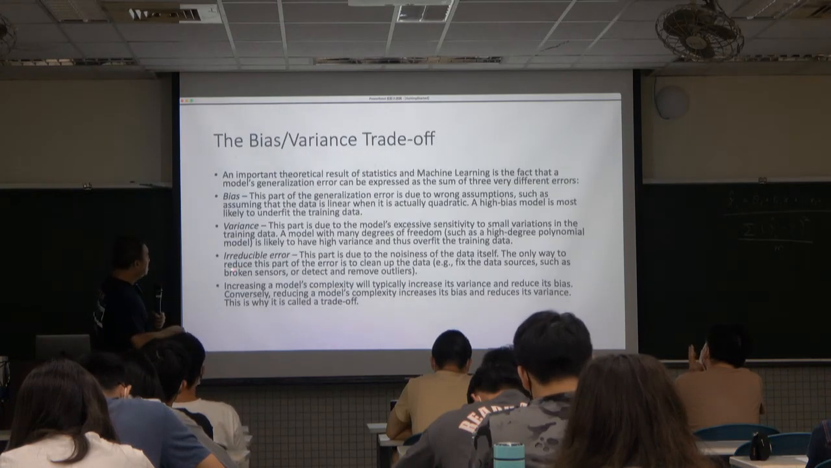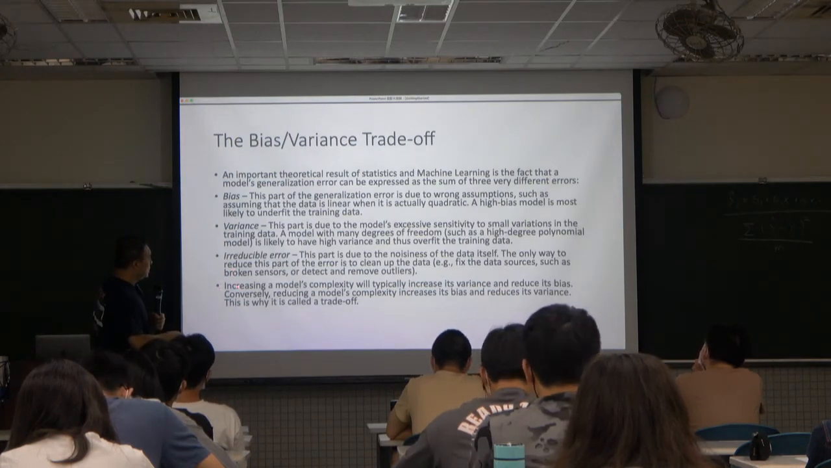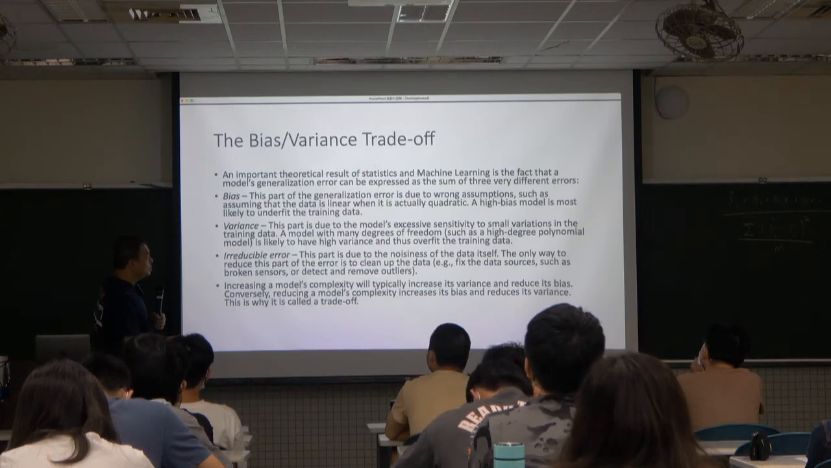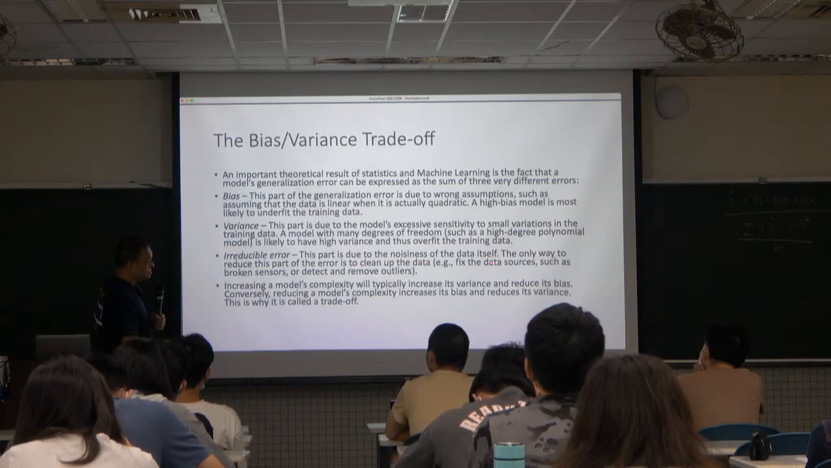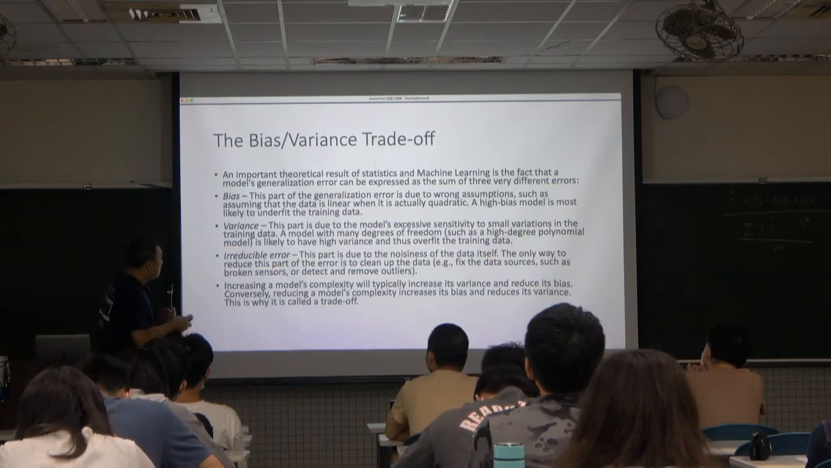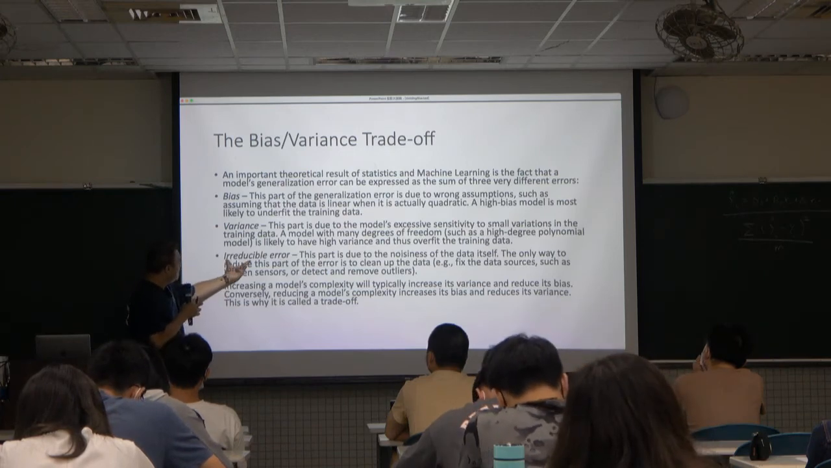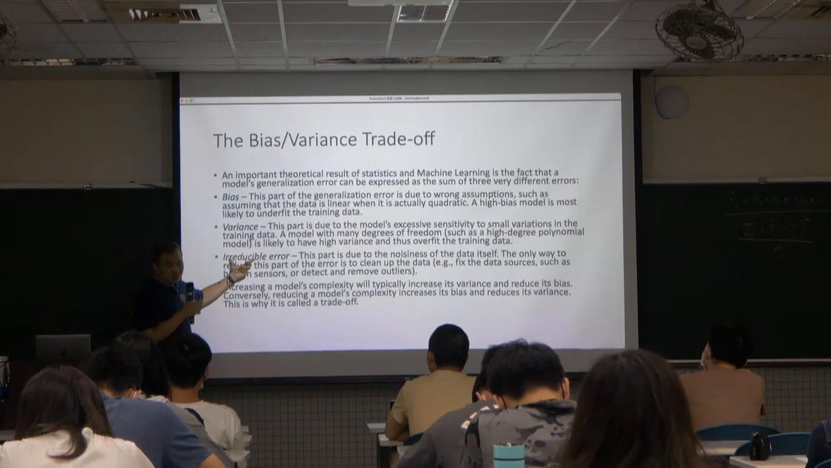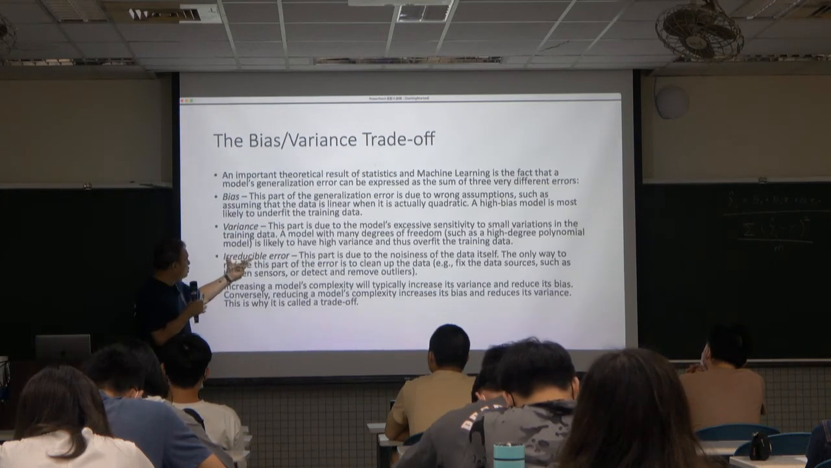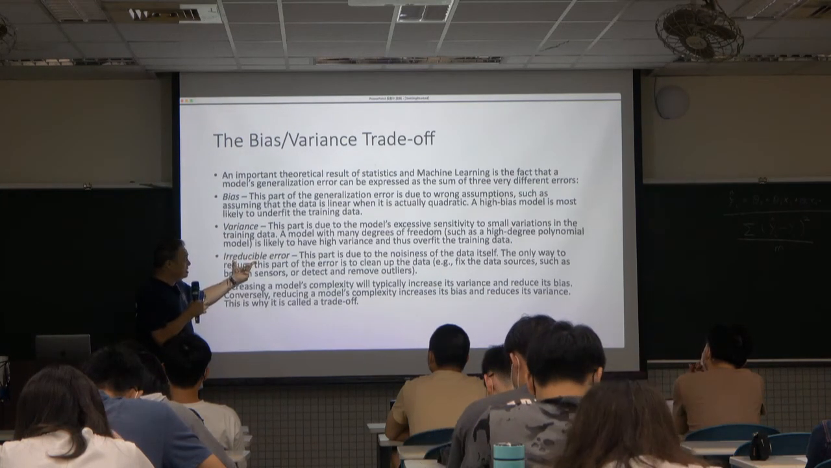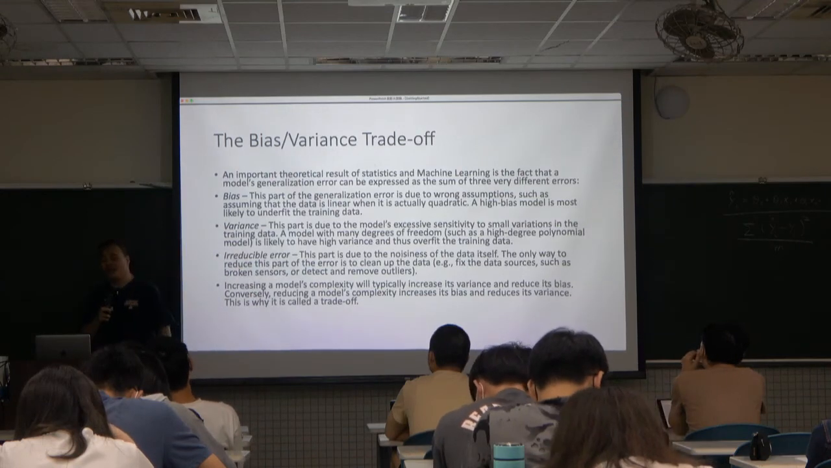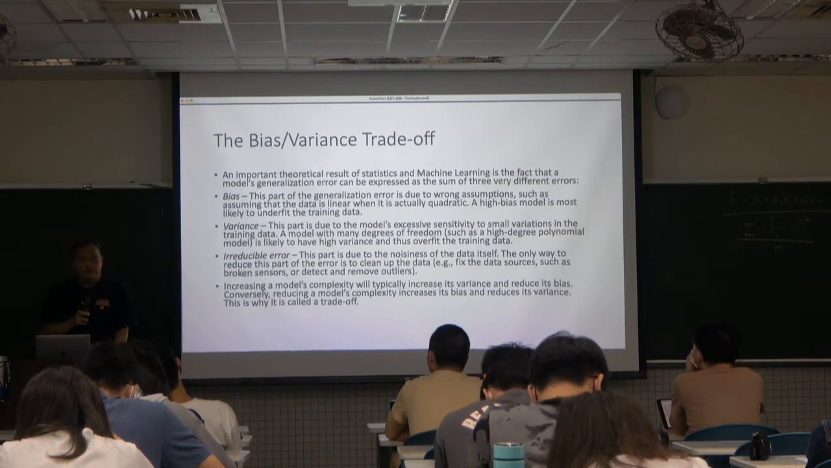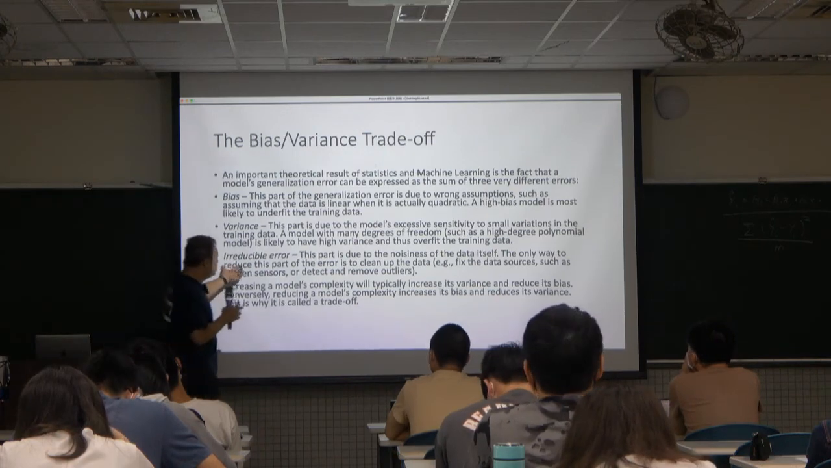Okay, the third one is called irreducible error. This irreducible error is due to the noisiness of the data itself. Look at the keyword: irreducible error. You don't want to reduce this error. If you want to reduce this error, most likely you are going to end up with an overfitting model. So this is something you want to keep in mind.